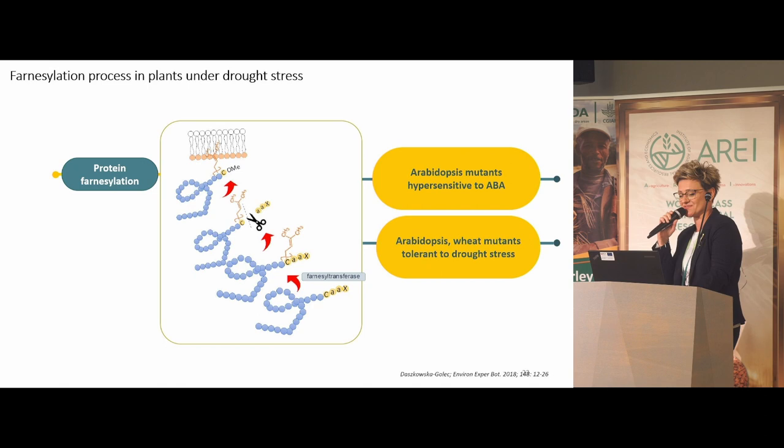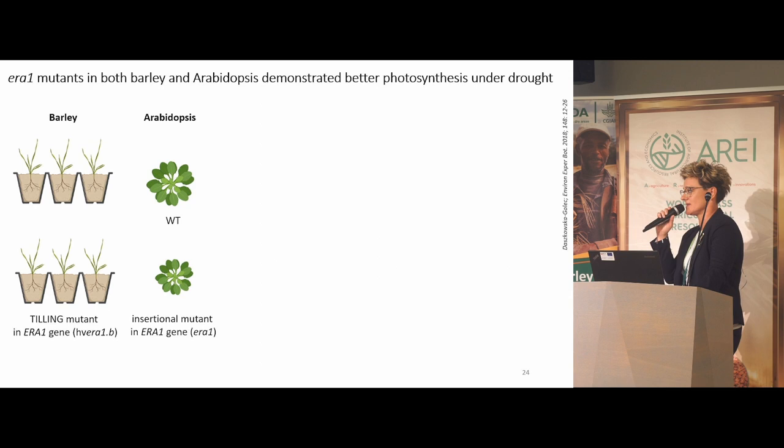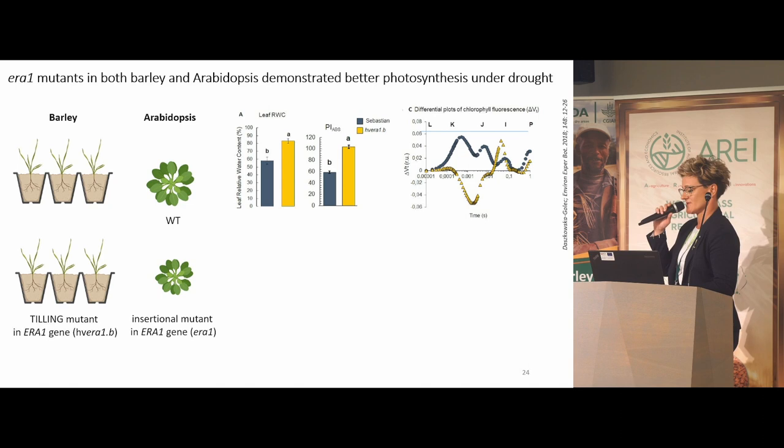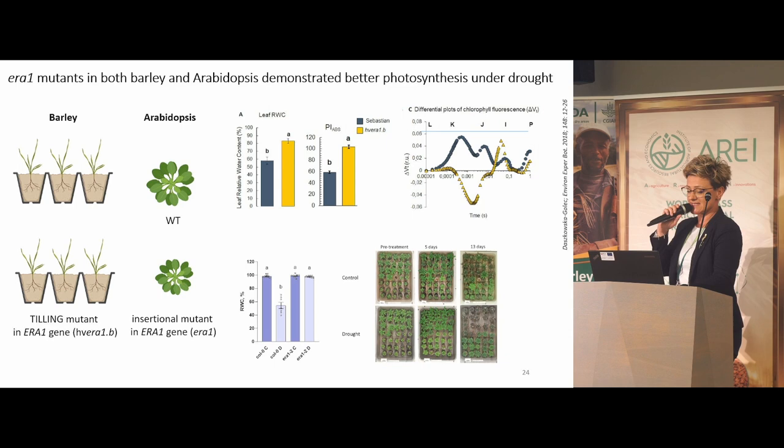So using our TILLING population, we identified a mutant in barley in the ERA1 gene, and using also kind of translational genomics, we performed experiments on Arabidopsis and barley at the same time. As such, we noticed that relative water content, so the water stored in leaves after drought stress, was really increased in the mutant. When compared with the wild type, it was 30% higher. Then we noticed that the photosynthesis of the mutant is somehow better after drought stress than in the wild type. The same was observed in Arabidopsis.